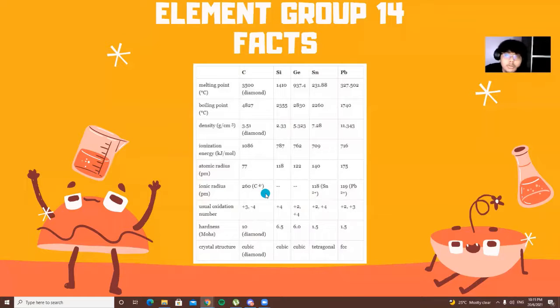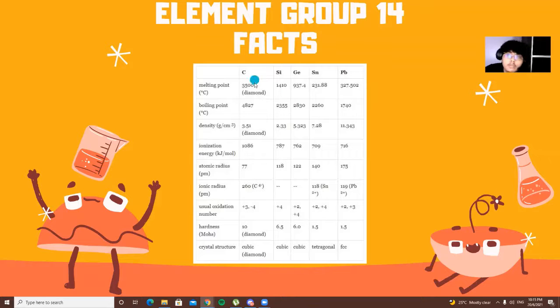Alright, next we will go to the element group 14 facts. So in this table we will compare. For the first one, the melting point. The melting point for carbon is 3500 degrees Celsius, and when we go down the table, we can see the trend that the melting point decreases. Why? It is because of the attraction between the nucleus and the electron.